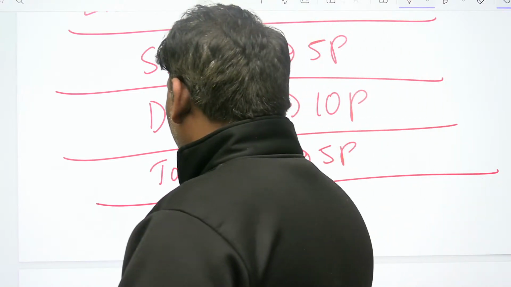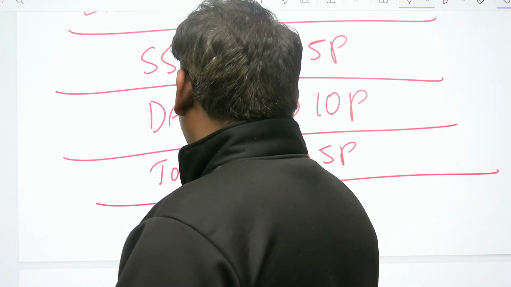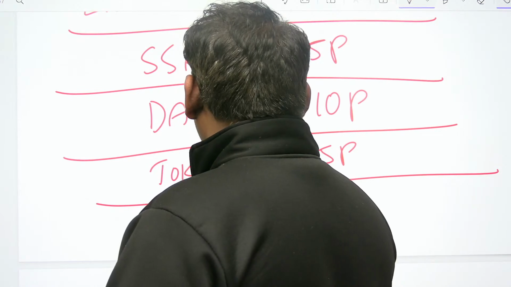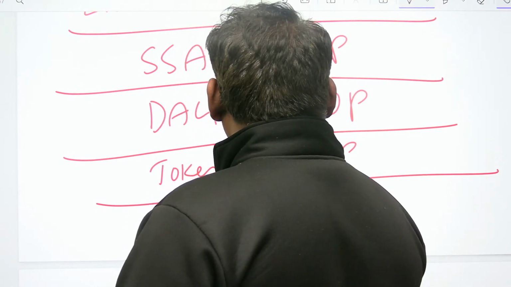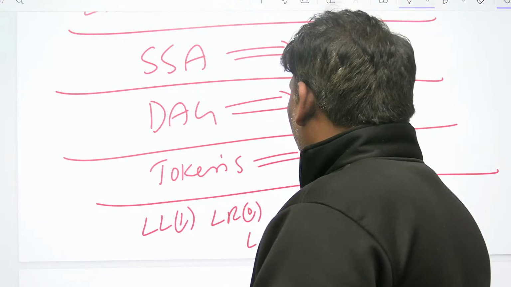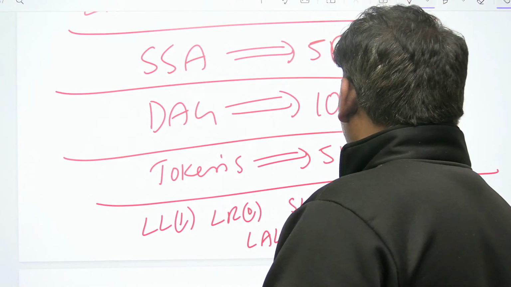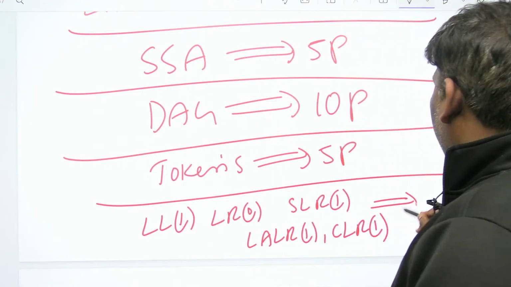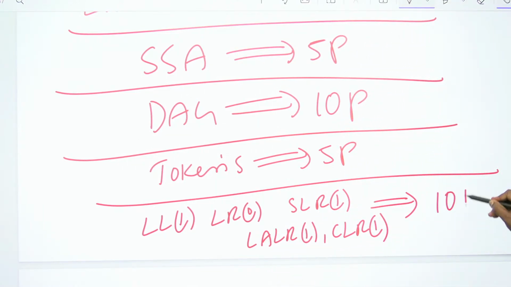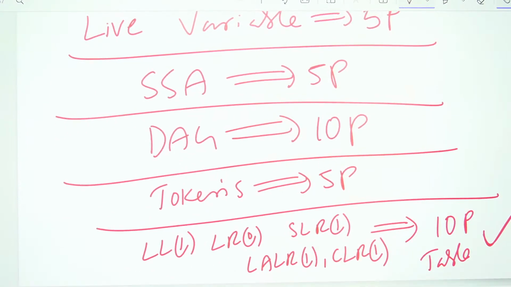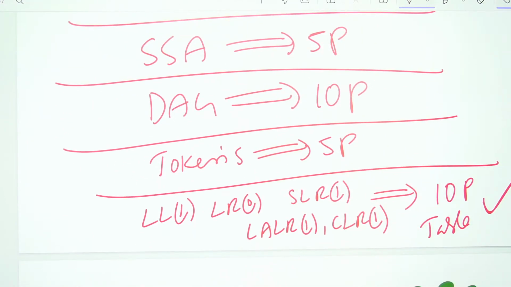Next one, LL1, LR0, SLR1, LALR1, CLR1. For these, practice 10 problems. Table construction also, table construction, practice 10 problems. Indirectly, directly, this is the story.